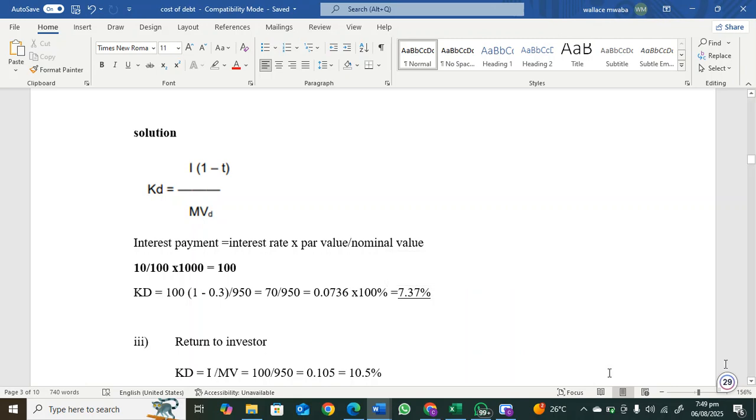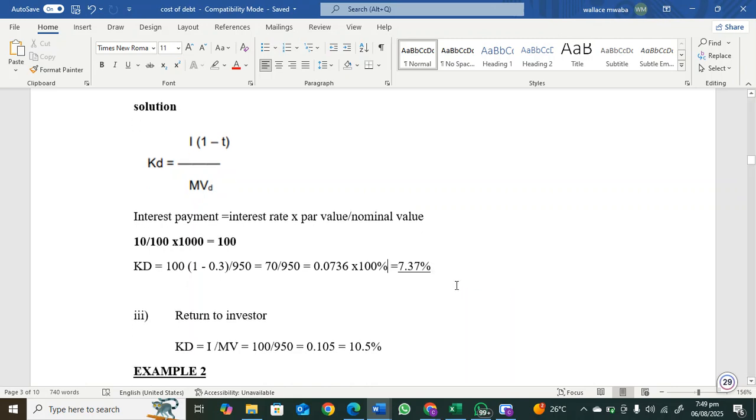Okay. Now, when we ask what is the return to the investor, basically we're asking what interest rate the investor will be receiving. It's the same formula. The only difference is we ignore this 1 minus T, because this investor is not saving on any taxes or paying less taxes because of the debt. It's the company that's enjoying that, not the investor. So for the investor, you just ignore this 1 minus T.